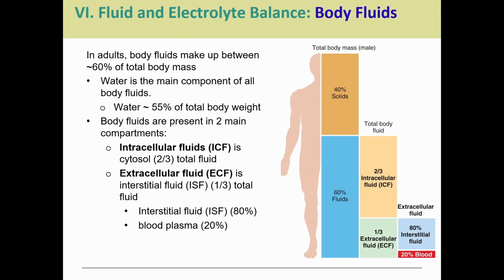So if we're looking at body fluid, body fluids make up most of our body. We're looking at about 60% of the body mass, with water being most of that. So over half of your body weight is going to be from water. And there's two places where we can find these body fluids: the intracellular space, in the intracellular fluids, which is basically your cytosol. This is the fluid we find inside of a cell. And extracellular fluid, which is found outside of the cell, and we can break that down into interstitial fluid and blood plasma, most of which is interstitial fluid.